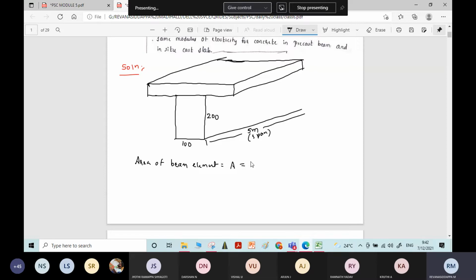A is equal to B into D. It is given as 100 by 200, so it will be 20,000 mm square. Length is given as 5 meter.